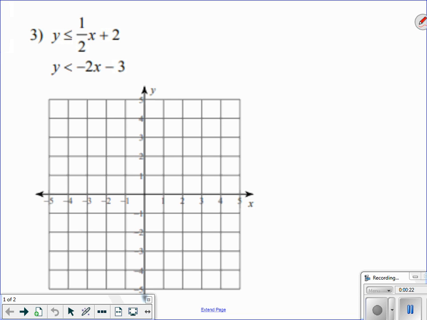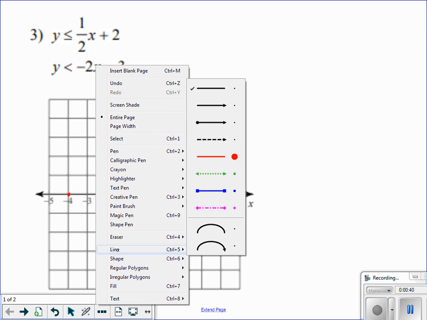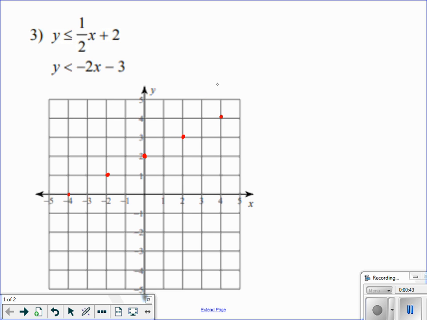So my y-intercept is 2, and my slope is 1 over 2. So up 1, right 2. Can do that a few times. I can also go down 1 and left 2 and get some points that way. Now that one is y less than or equal to. When it's less than or equal to, we need a solid line for that graph. So go ahead and put my solid line in there.